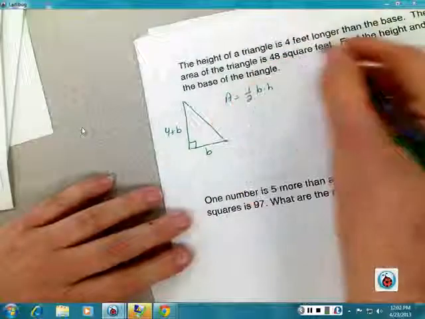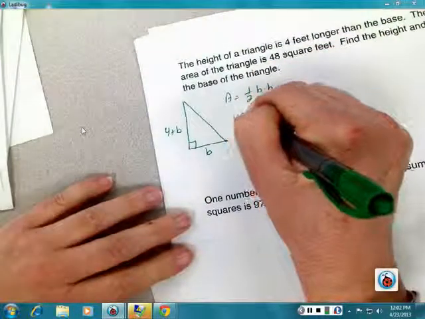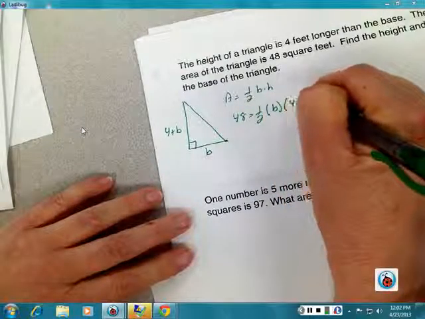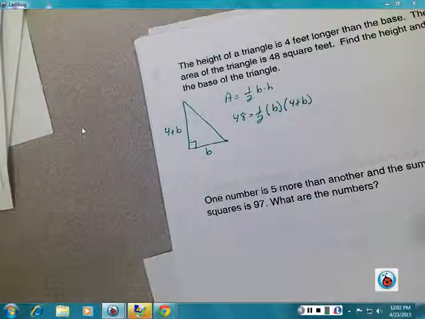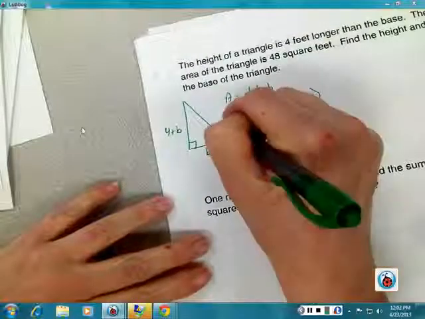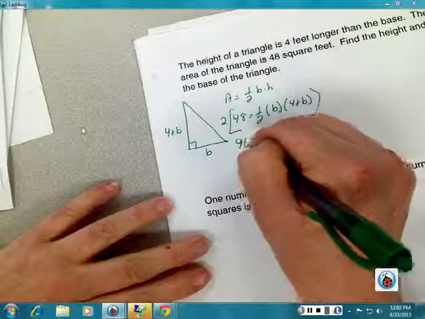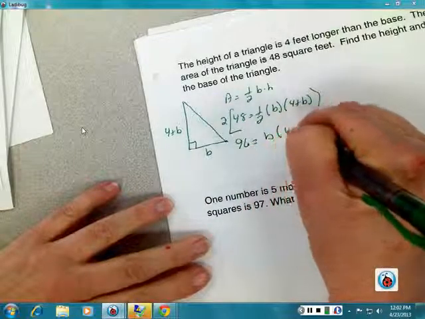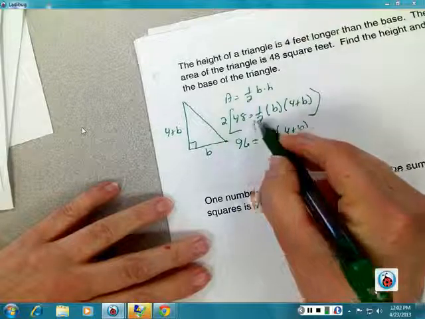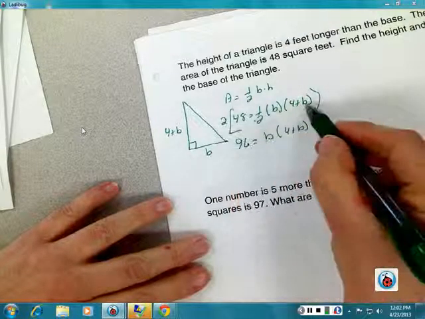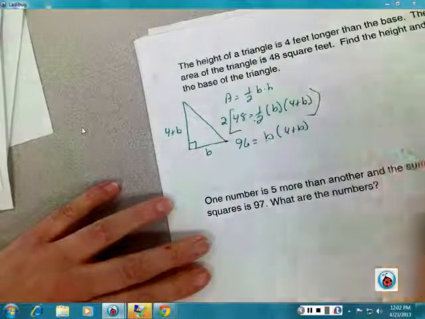Plug my pieces in, so 48 goes in for area. 1/2 times the base times the height, which is 4 plus B. To get rid of my half, times the whole thing by 2, so that gives me 96. These cancel. Base times 4 plus B. It cancels here because it's a straight multiplication, so I don't have to multiply 2 times B and 2 times the other part.